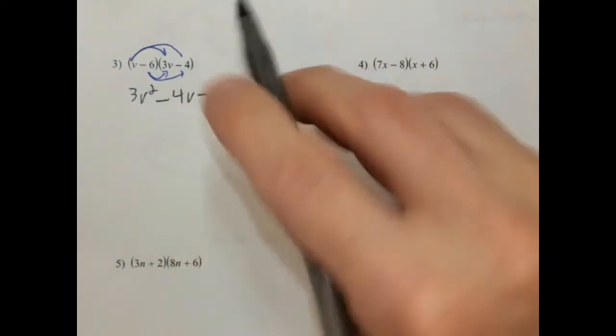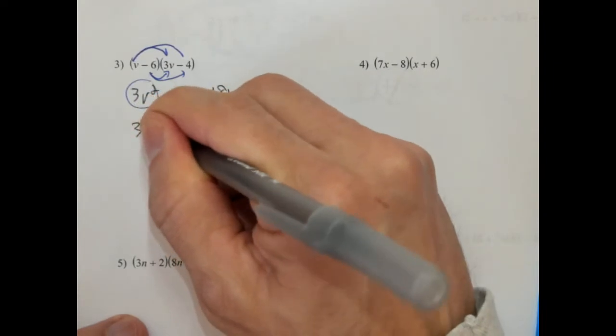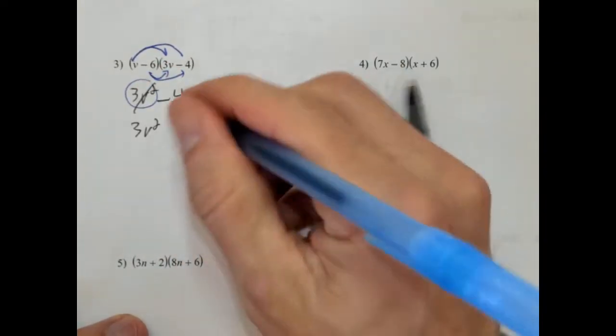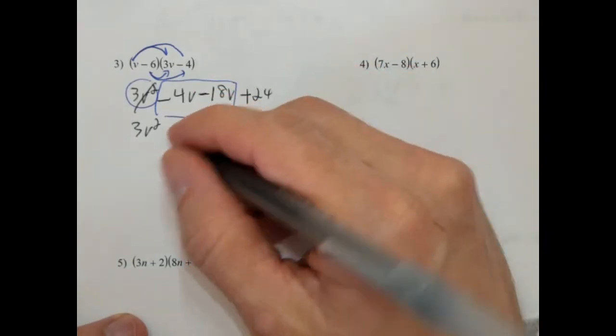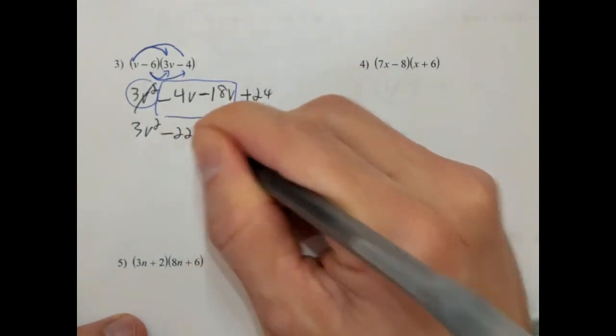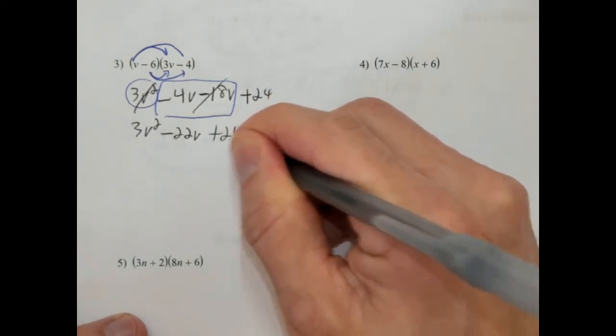We're going to bring this down. 3v squared because it's not going to combine with anything. These will combine. So negative 4v minus 18v would be negative 22v. I'm going to add and keep. And we're going to bring this down, plus 24. Okay.